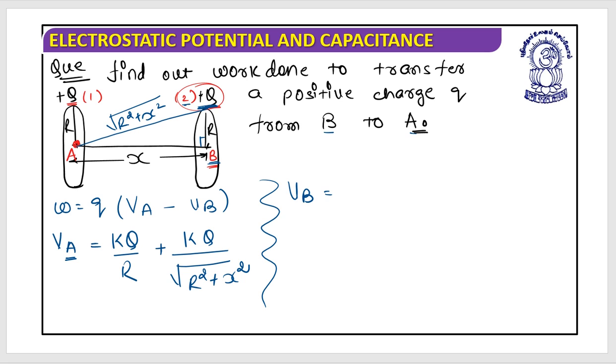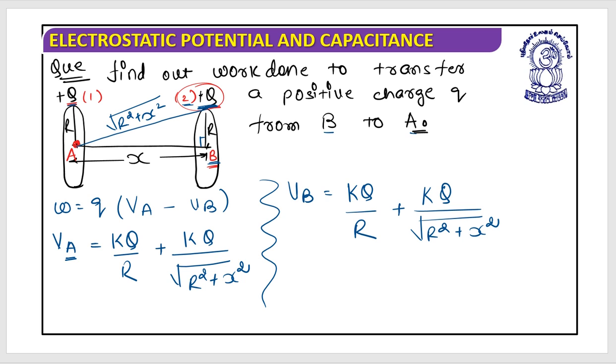For this charge, it's KQ divided by R, plus, now due to this charge, you need to write down the potential. It is KQ divided by the root of R square plus X square.